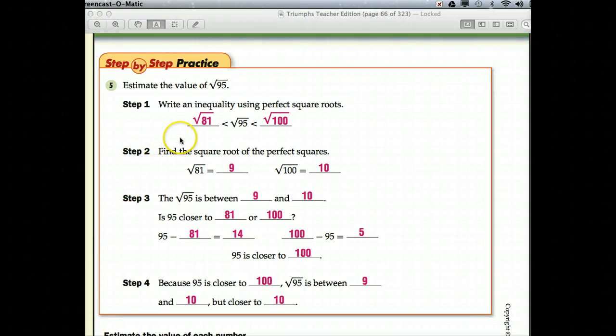Okay, let's take just a moment to check our answers. Write an inequality using perfect square roots. Well, we've got the square root of 95. It falls between the square root of 81 and the square root of 100, which is between 9 and 10. So is 95 closer to 81 or is it closer to 100? So we go 95 minus 81 equals 14, and 100 minus 95 is equal to 5. So because 5 is smaller than 14, 95 is closer to 100. So because 95 is closer to 100, the square root of 95 is between 9 and 10, but is closer to 10.